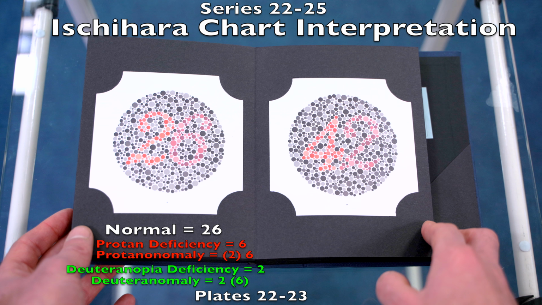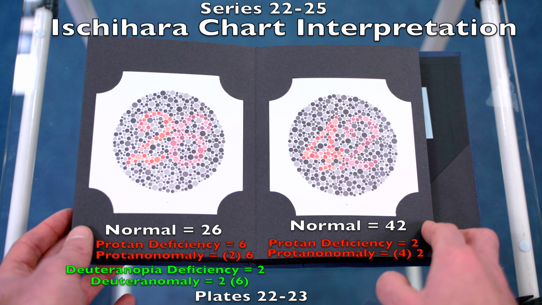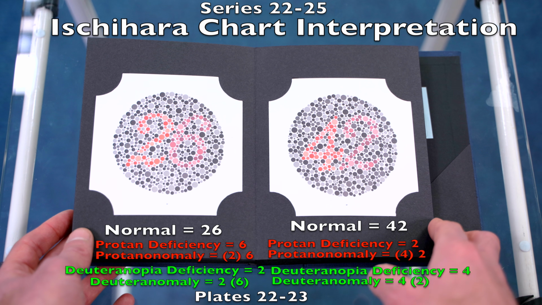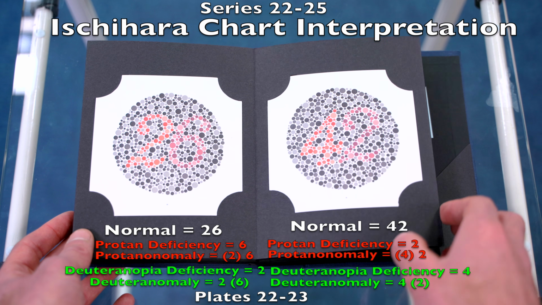On plate 23, a normal person would see 42, but the Protan, a red deficiency, would have a strong 2, and if it's a mild red deficiency, we'd expect a weak 4 and a strong 2. A deuteran deficiency, so green colour deficiency, would have a strong 4, and if it was a mild green deficiency, we'd have a strong 4 and a weak 2.